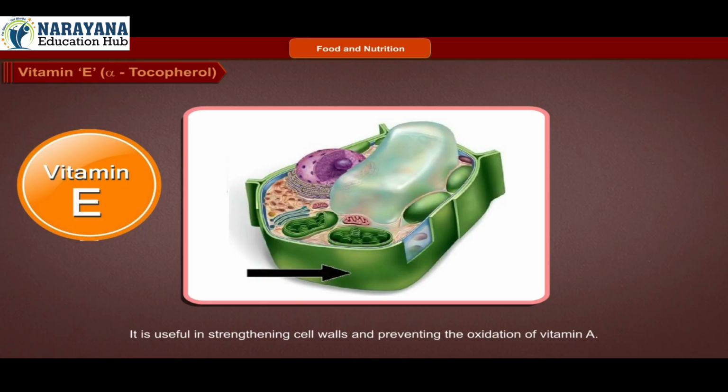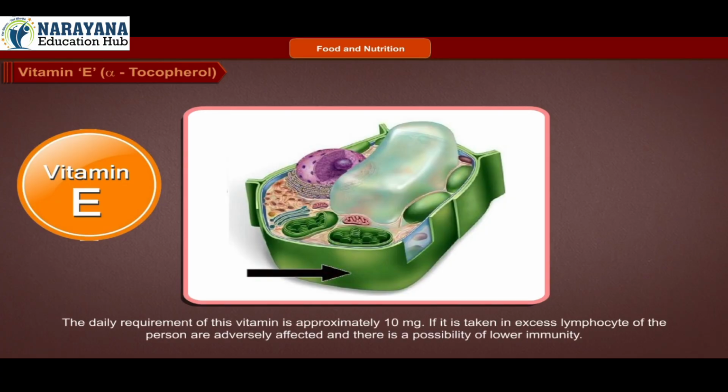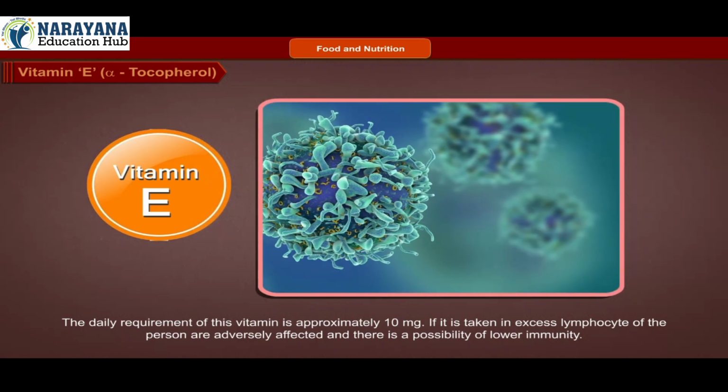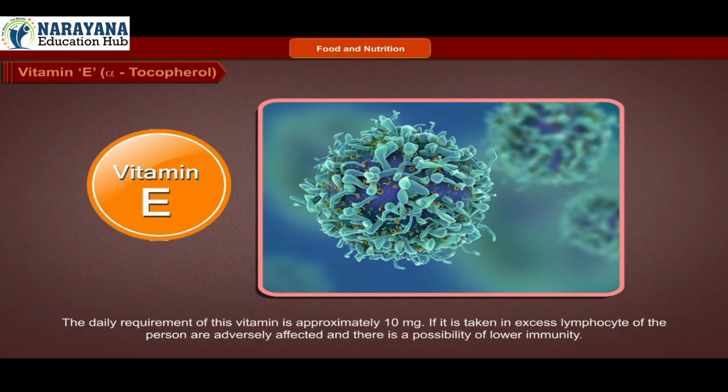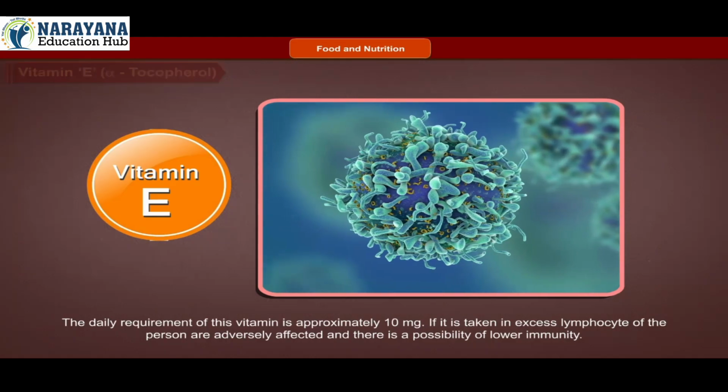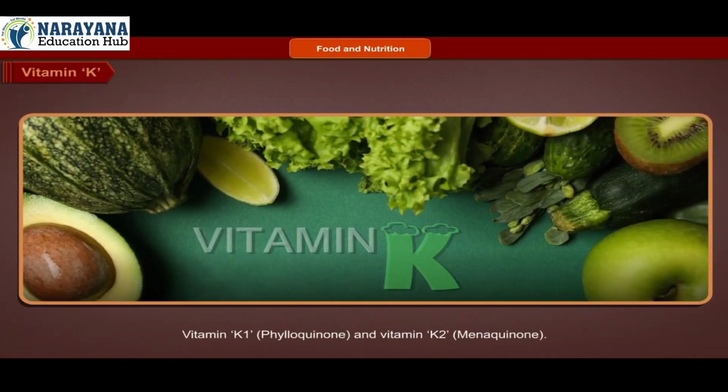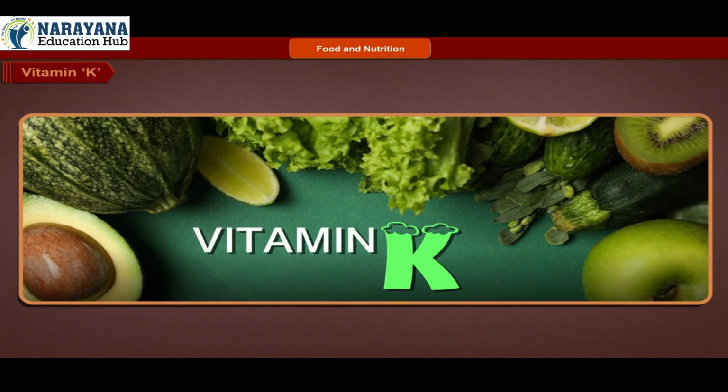It is useful in strengthening cell walls and preventing the oxidation of vitamin A. The daily requirement of this vitamin is approximately 10 mg. If it is taken in excess, lymphocytes of the person are adversely affected and there is a possibility of lower immunity. Vitamin K. Vitamin K1, that is phylloquinone, and vitamin K2, that is menaquinone.